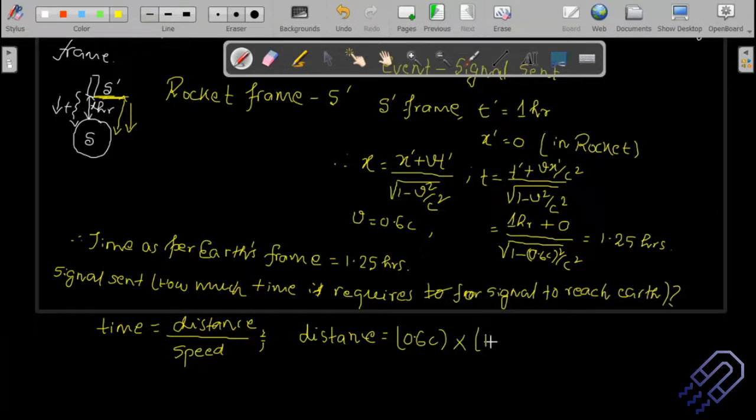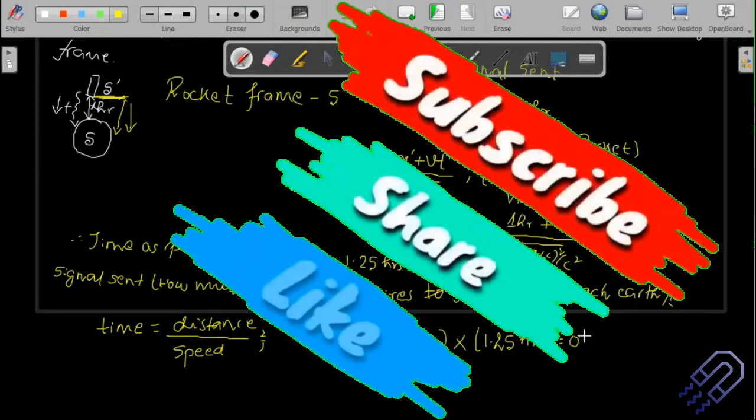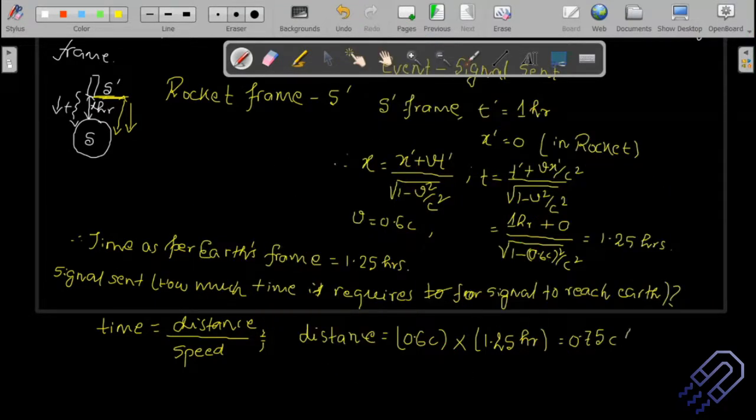As per the Earth's frame, the time that we are measuring is 1.25 hour. So that means we have it as 0.75 c hour. C hour means you can just convert it. C is meter per second, you can convert it into hours and then cancel it out, and you'll get the answer in meters. So I'll just keep it as c hour, no problem. That is also a unit of distance, right? I'm just not converting it. If I multiply these two and take this c into fundamental units, you're going to get the unit of distance. So this is 0.75 c hour.